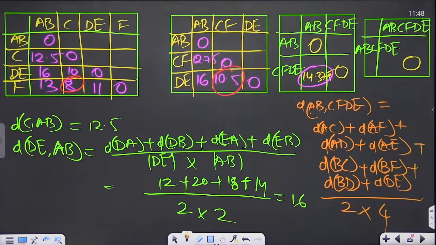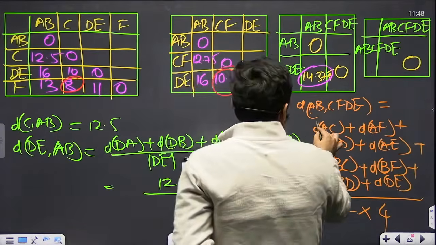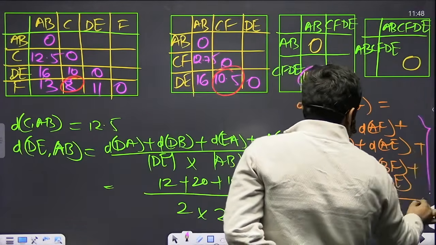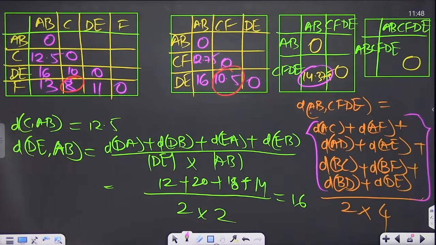So this is how it is done. This is how we have to solve the average linkage technique. Is it clear or not? I hope this is clear.